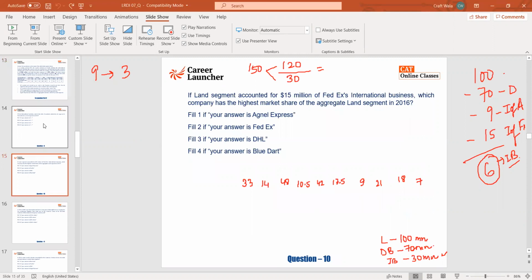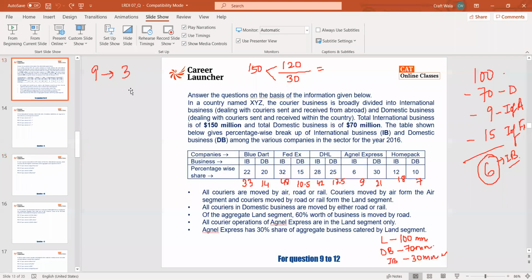Okay, let's just repeat this question. This question says the land segment accounted 15 million for FedEx. Then which company will have the highest land segment? Right, so we know Agnel's full business is land segment. First, we know domestic in 100 million is in my land segment. So first let's look at the total land segment.